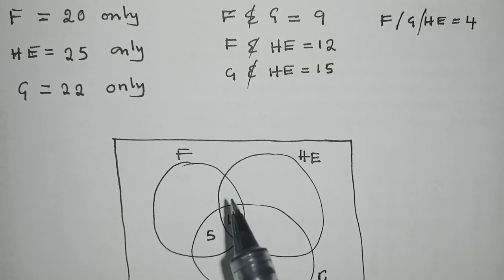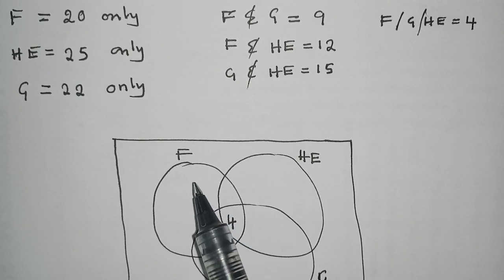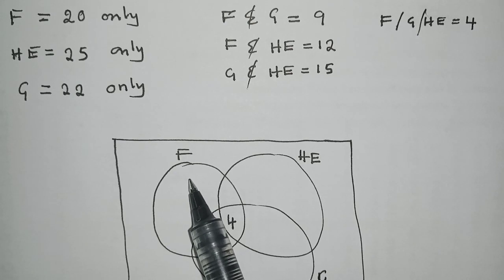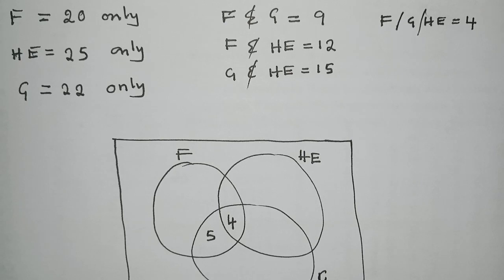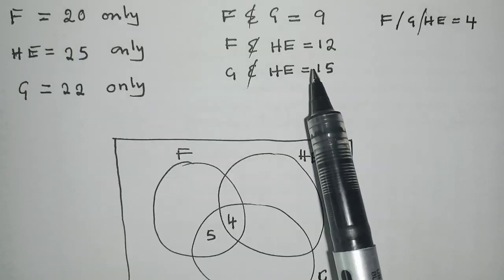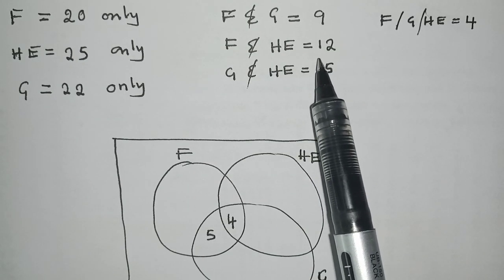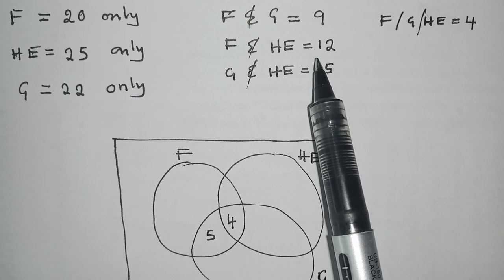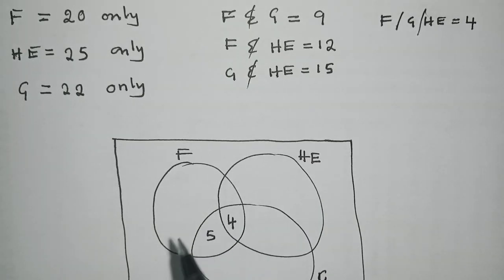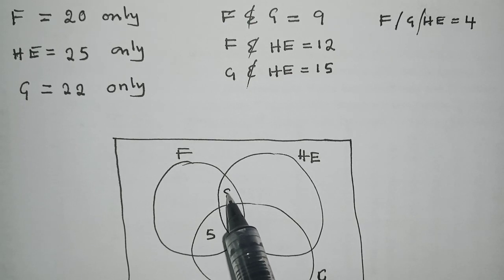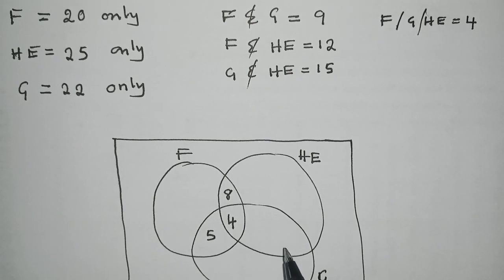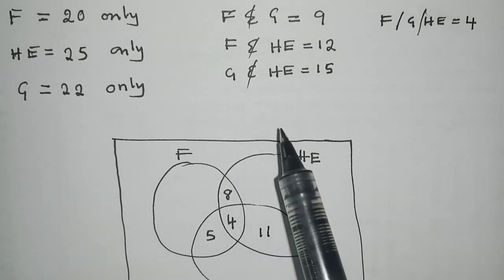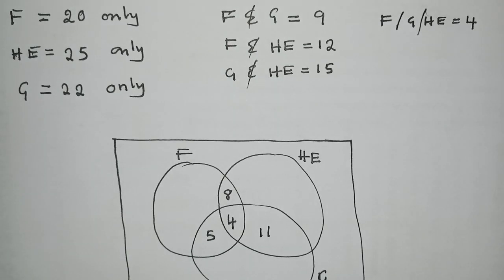This applies to the intersection of French with HE. They have said it's 12. French and HE, it's 12. So we say 8 here, because if you say 8 plus 4, it will give you 12. Even here, we say 11. 11 plus 4, it will give you 15. So we are done there.